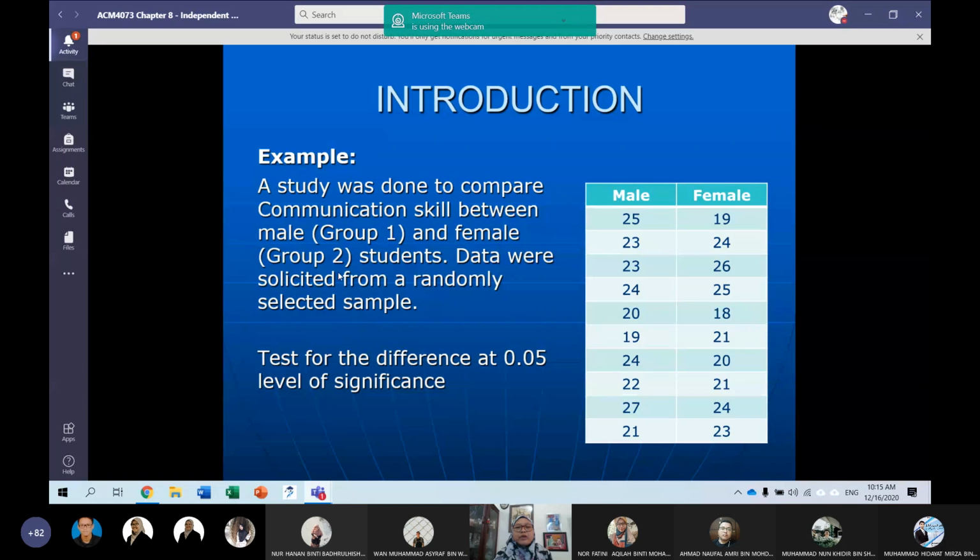The data were solicited from a randomly selected sample. The test for the difference is at 0.05. As I mentioned many times before, it can be 0.01, it can be 0.05, not more than that. It has to be less than 0.05 to be significant.